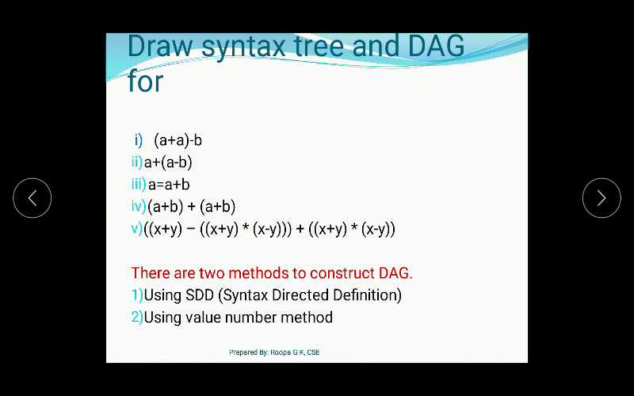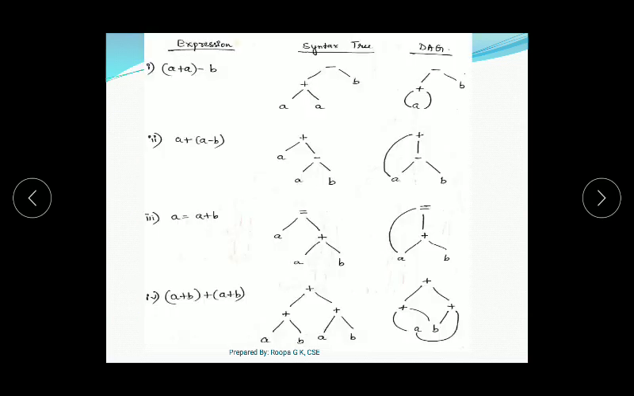Draw the syntax tree and DAG for a plus a minus b, then a equal to a plus b, then (a plus b) plus (a plus b), and this last expression is for you. I will try to show the solution for these four, and after observing these four examples, you try to write the syntax tree and DAG for this expression. First one, listen carefully: (a plus a) minus b.